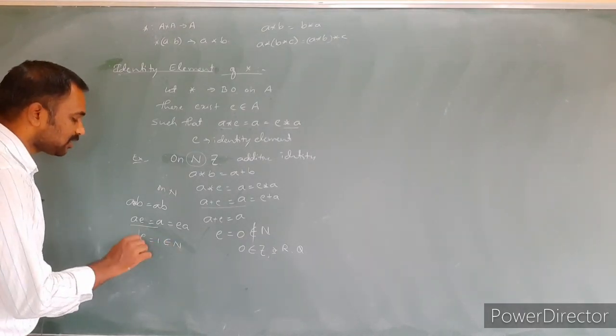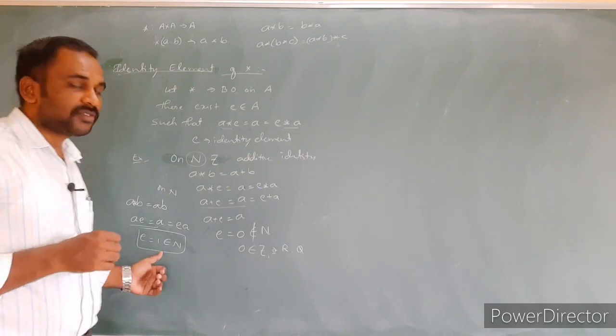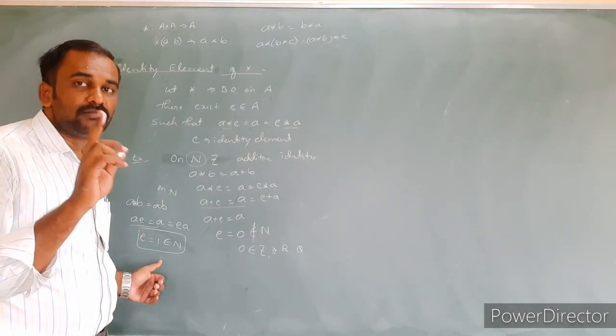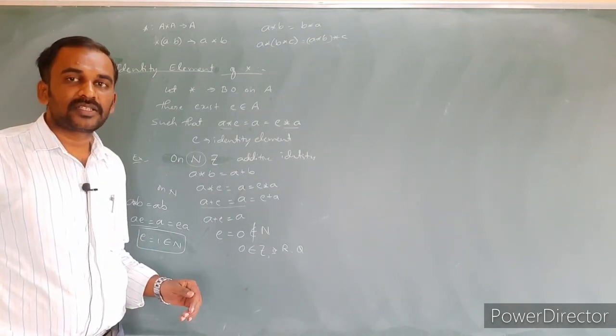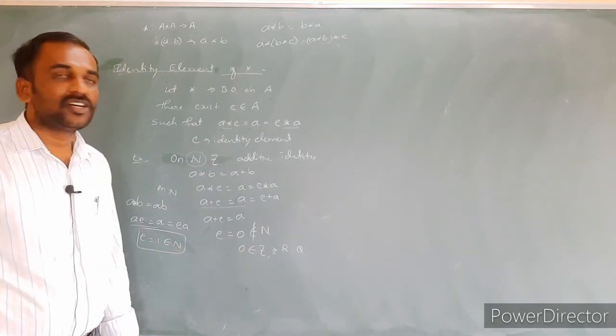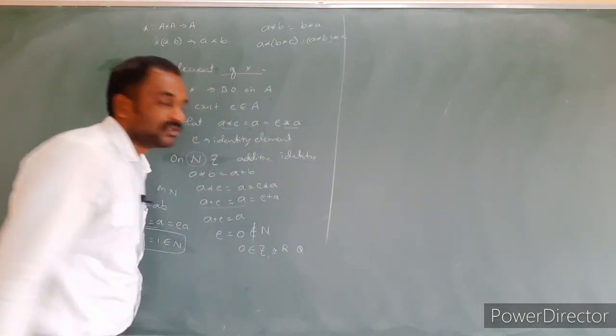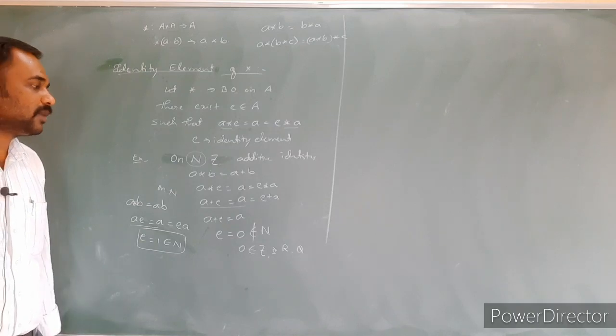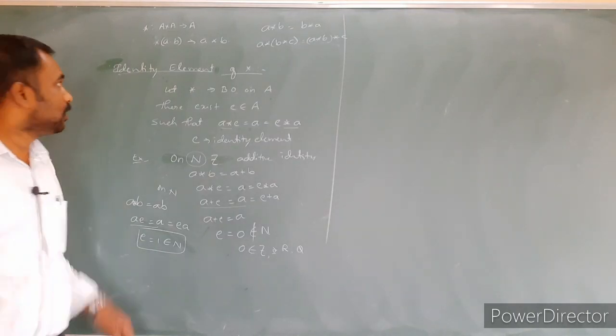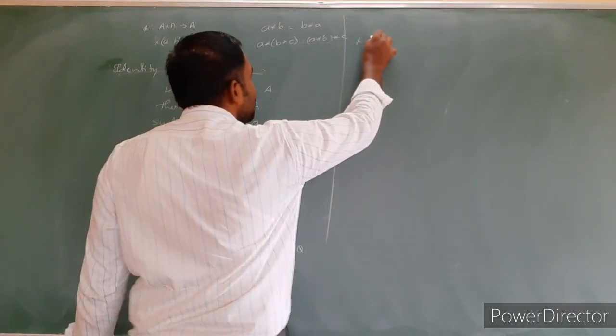1 is present in the natural number set. So what can we say? 1 is the multiplicative identity on the set of natural numbers. That's all. This is how we have to find the identity element. Now similarly, the invertible element.